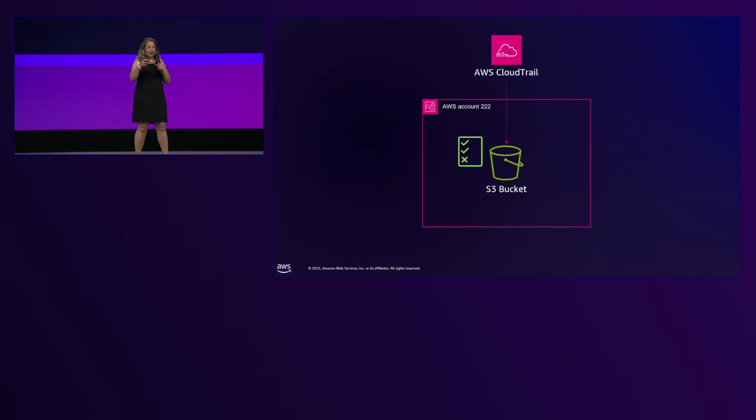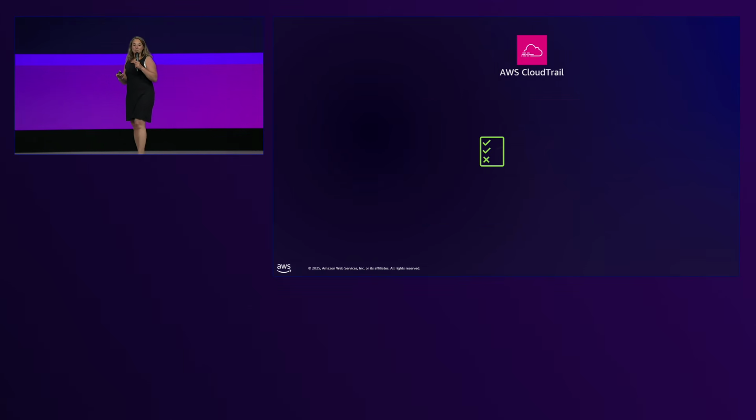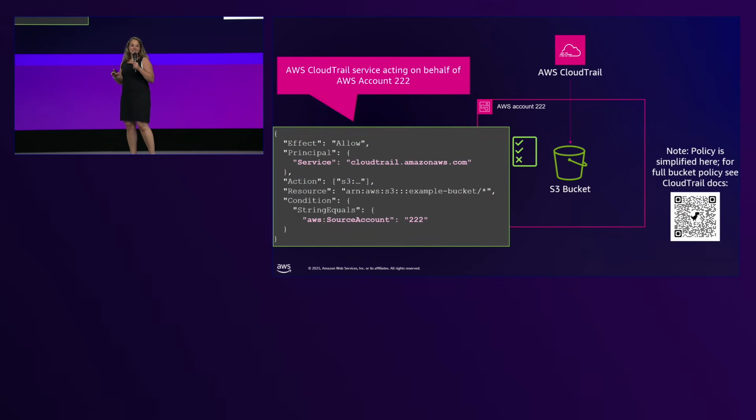You've noticed that you have an S3 bucket with a policy on it allowing cloudtrail.amazonaws.com to write its events into your bucket. You want CloudTrail to access your bucket. Now, of course, CloudTrail is not in your organization. They're an AWS service principal entity.